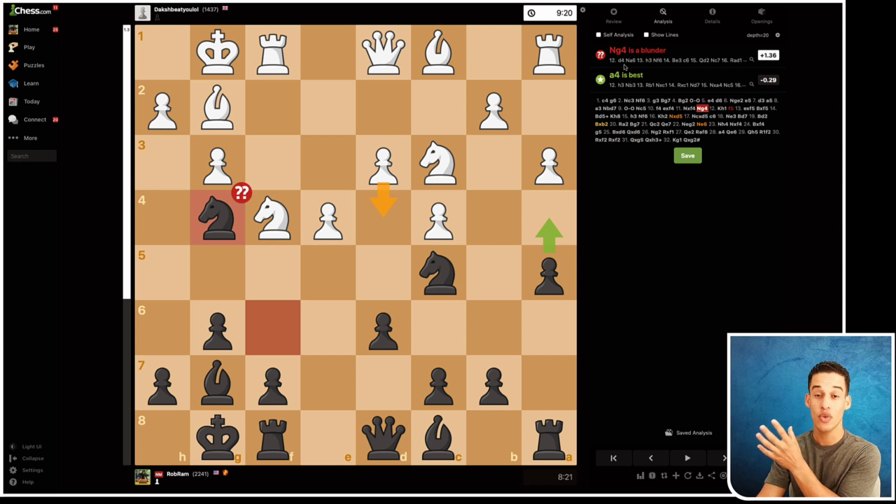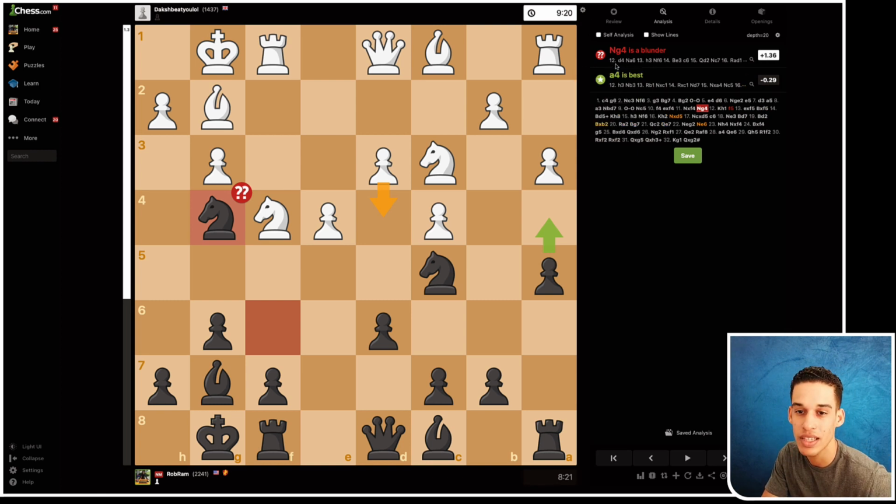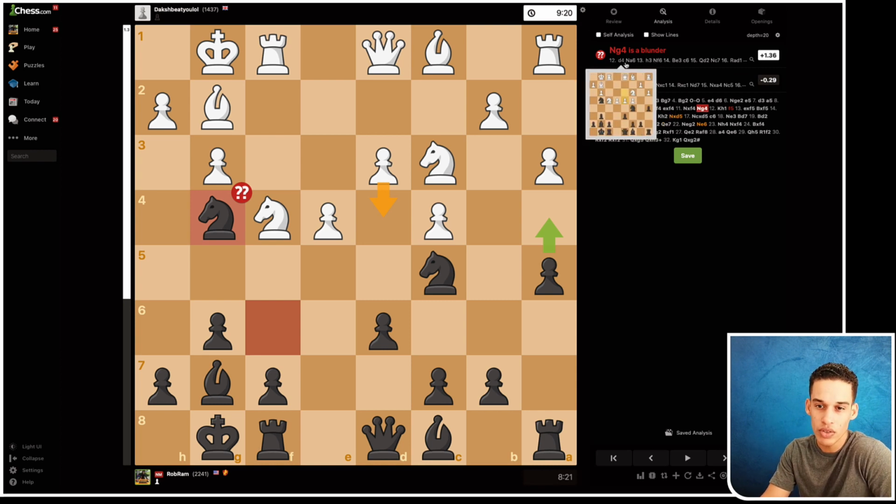This is the other part. If you see a blunder, you see a huge change in evaluation, guys. Look at this little, I don't know if you can see it, how well you can see it, but the engine tells you the variation. So you look into this to see what we missed.